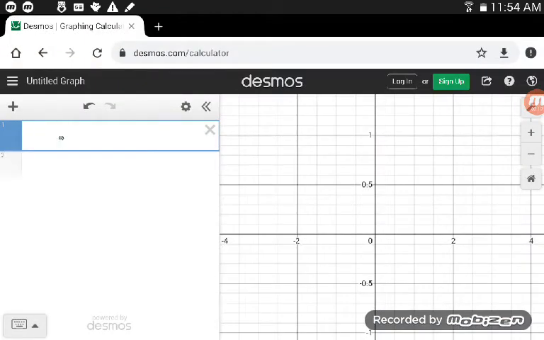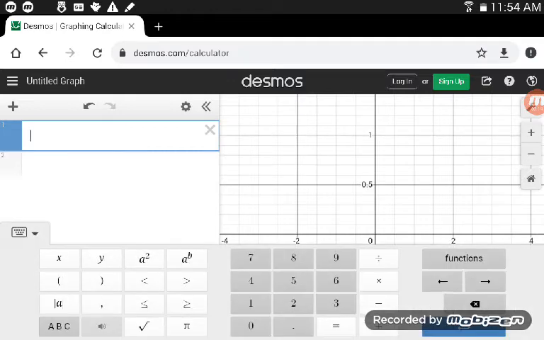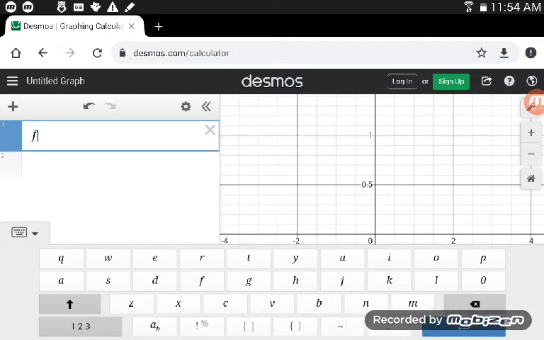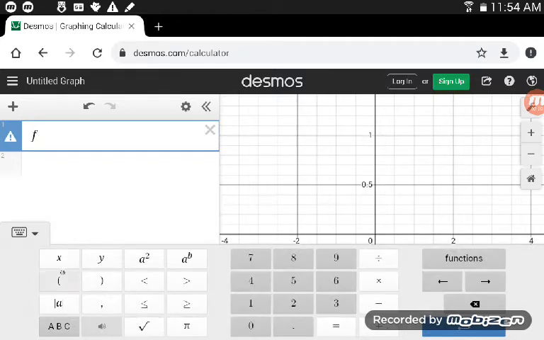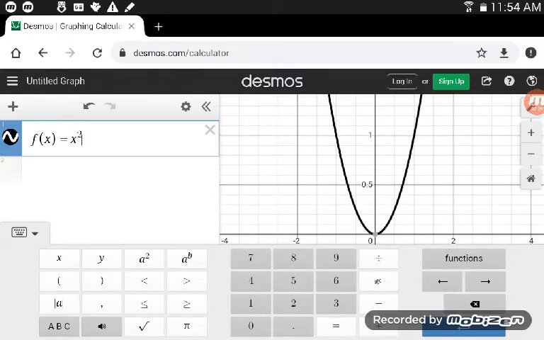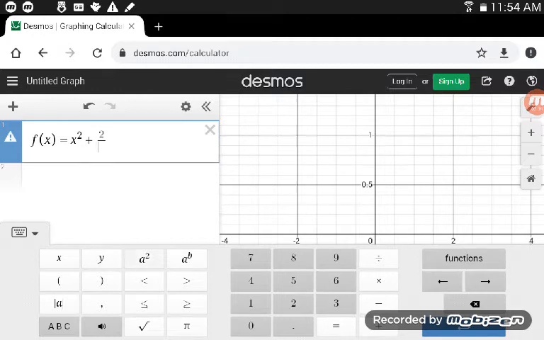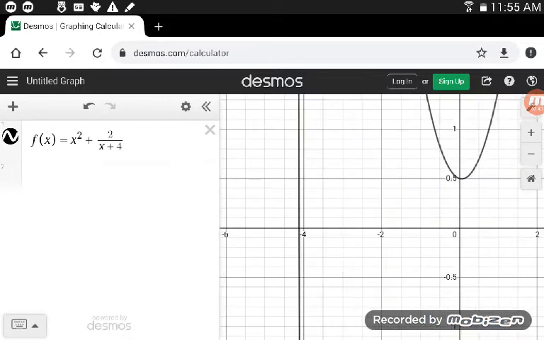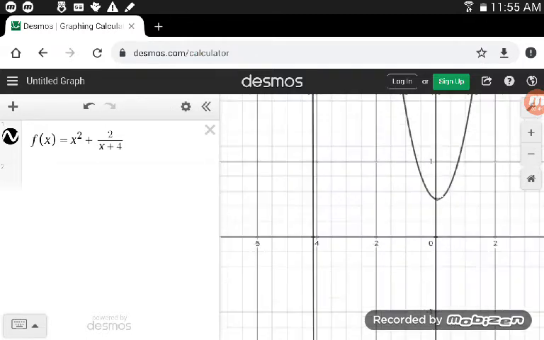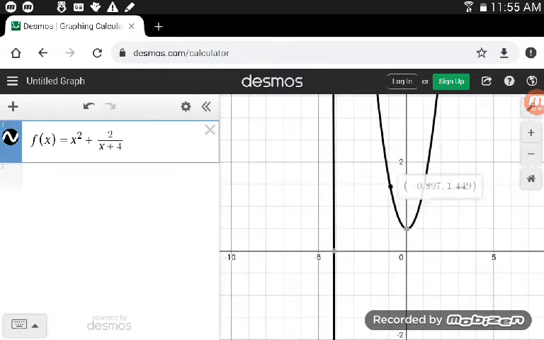And so here we have our function f of x equals x squared plus 2 divided by x plus 4. And we look over here at -4 and we see this very vertical line there. I'll kind of zoom out a bit.